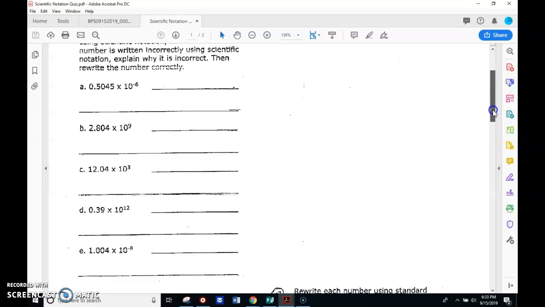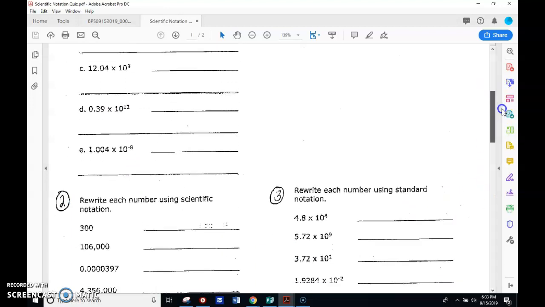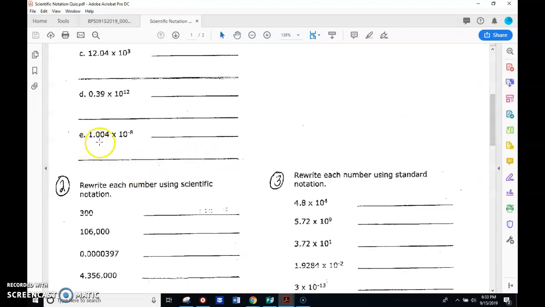A, 0.5045 times 10 to the negative 6. B, 2.804 times 10 to the 9th power. C, 12.04 times 10 to the 3rd power. D, 0.39 times 10 to the 12th power. E, 1.004 times 10 to the negative 8th power.